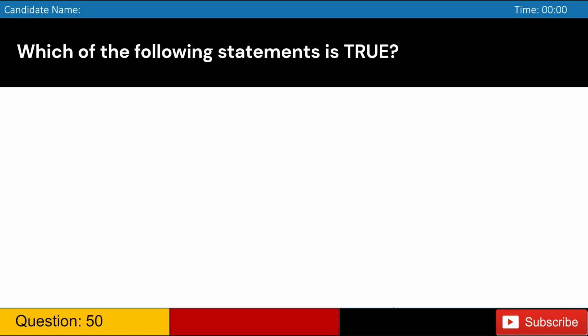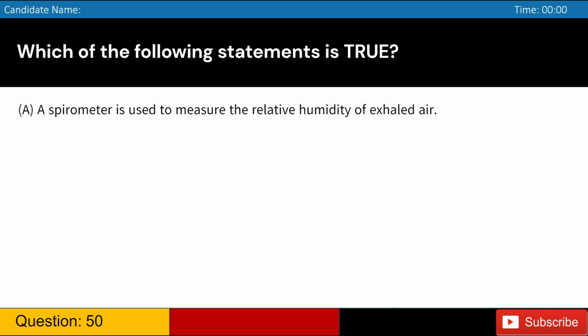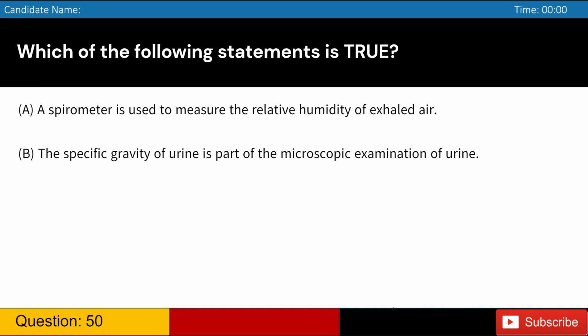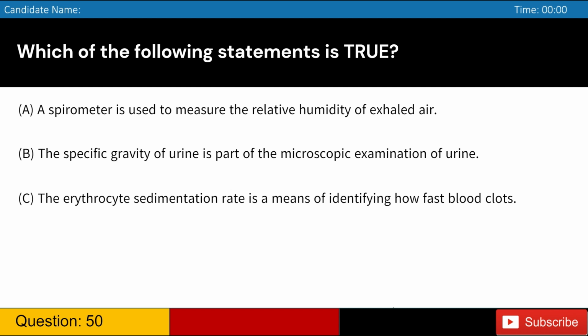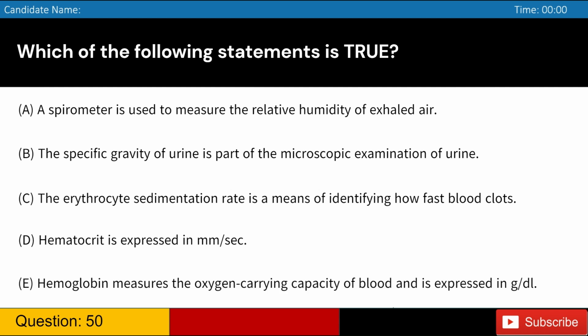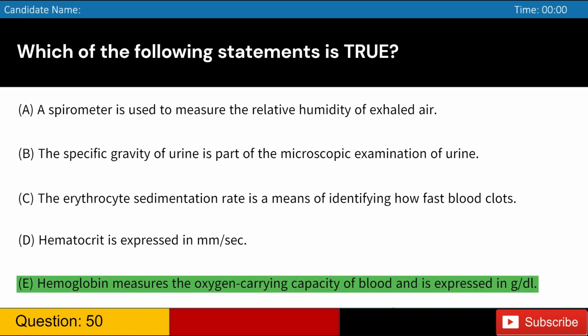Which of the following statements is true? A. A spirometer is used to measure the relative humidity of exhaled air. B. The specific gravity of urine is part of the microscopic examination of urine. C. The erythrocyte sedimentation rate is a means of identifying how fast blood clots. D. Hematocrit is expressed in mm/section. E. Hemoglobin measures the oxygen-carrying capacity of blood and is expressed in g/dL. Answer E. Hemoglobin measures the oxygen-carrying capacity of blood and is expressed in g/dL.